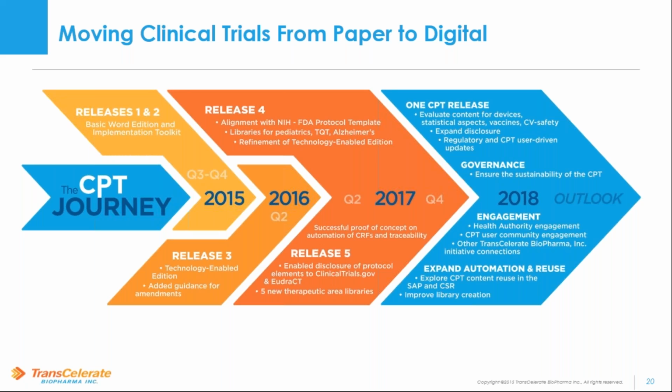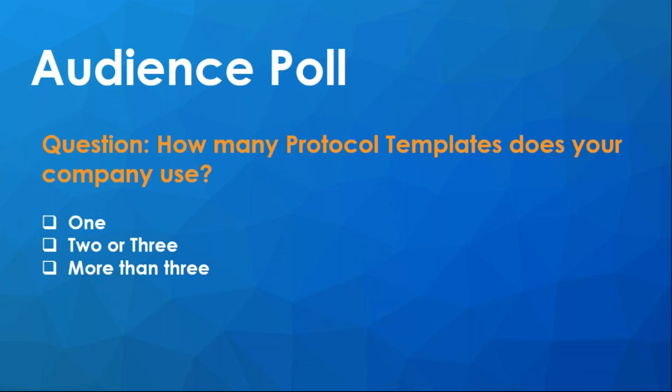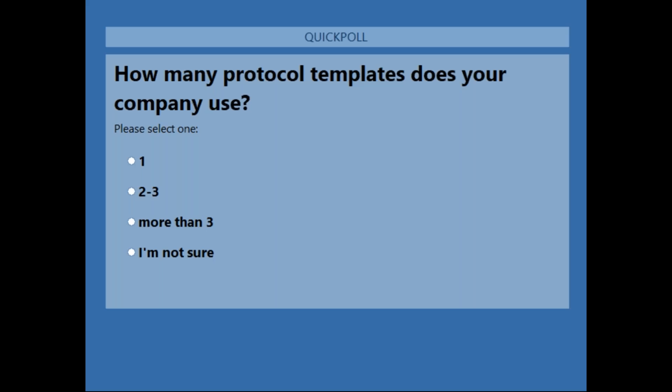Before I turn things over to my colleague Kirsten, I'd like to ask for your participation in the live poll. Again, as Julie indicated at the top of the call, your participation in the live poll is voluntary. All responses will be anonymous, and answers will be shared as a percentage of respondents. We'd just like to know a little bit more about how you author protocols at your company. So if you would, please tell us, how many protocols does your company use?